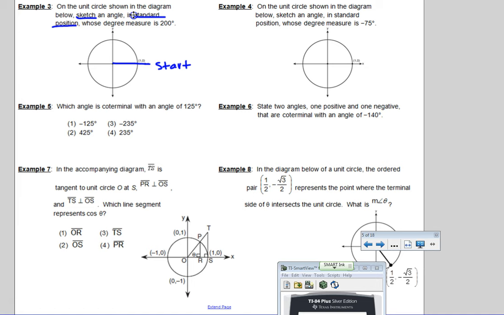Now that's why they said sketch. They don't expect you to be perfect, but as long as you're in the ballpark. So as we're rotating, positive means to go up. Up to here, that would be 90 degrees. Down to here, that would be 180. And so 200 will be roughly a little bit past that, 20 degrees past that. So there's where my angle will terminate. That's called the terminal side. This is not good enough because I also have to show which way the angle is rotating to make 200.